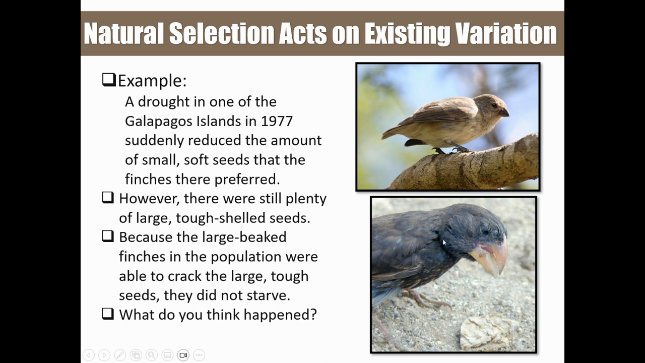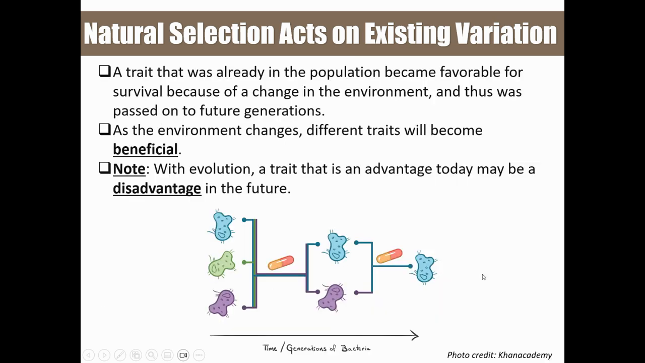So the finches that had these larger beaks that could break through those tough shells, they were thriving. So they were able to find food. Of course, they survived. And then the finches that couldn't break through those tough shells, of course, they died off. And so over time, over generations, we saw a change in the finch population. So the finches began to have this tough, larger beak.